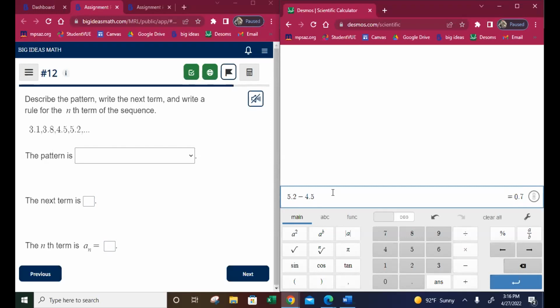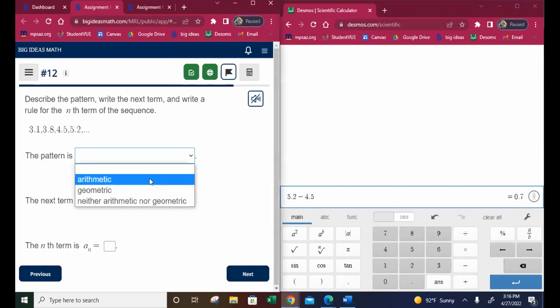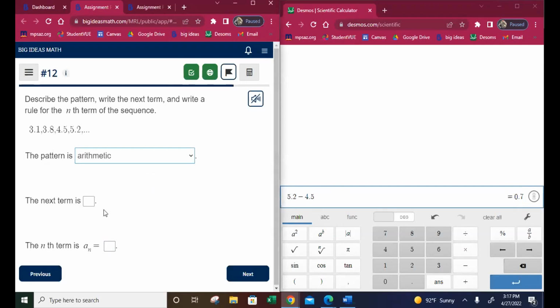So first thing is, do you see that it's the same every time? It's going up by the same amount every time. Okay, and what is the amount that it's going up by every time? 0.7. So that's arithmetic, when it goes up by the same amount every time.